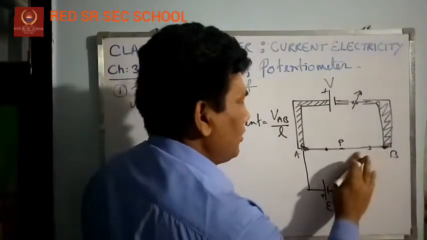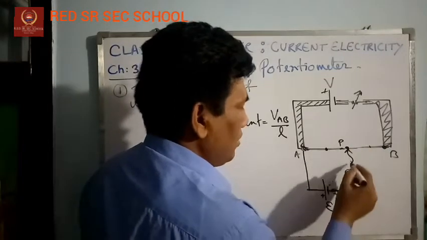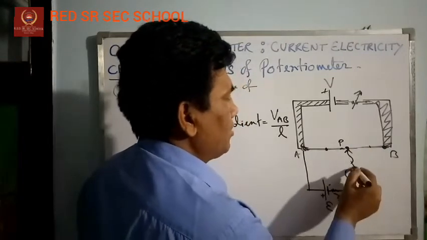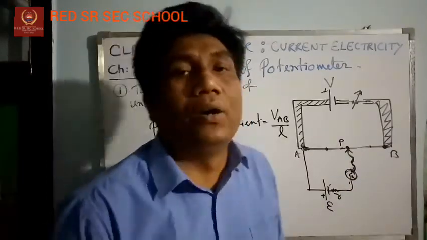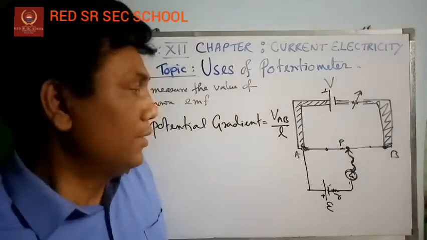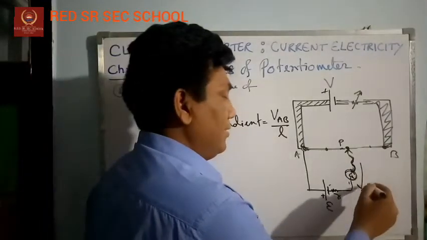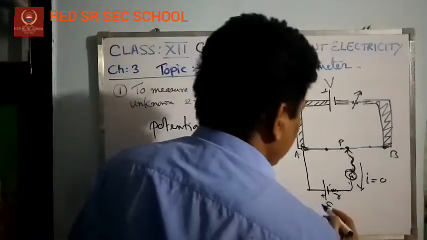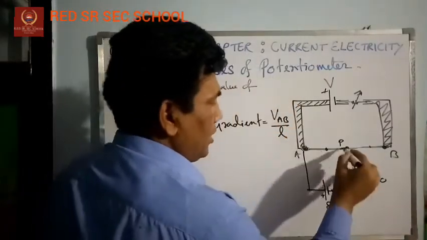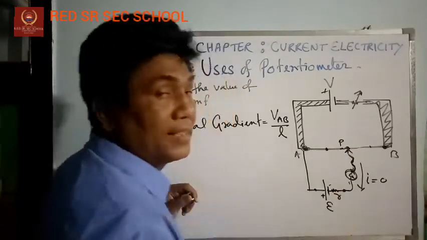But you have to adjust the position of the jockey in such a way that no deflection on the galvanometer is found. Once you get no deflection, it means no current is there. If no current is there, it means the potential difference between these two points and the potential difference between these two points will be the same.